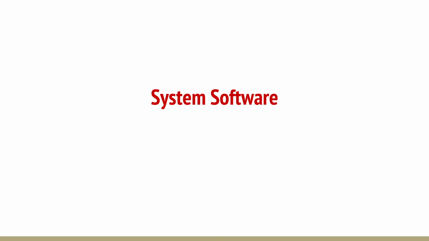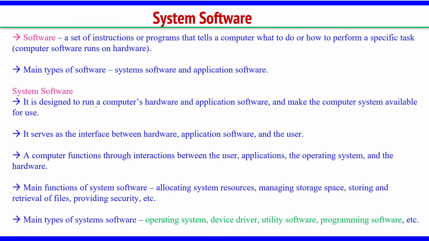Okay. Next, the next concept is system software. So, let us understand this system software, right. Basically, what is a software? A set of instructions or programs that tells a computer what to do or how to perform a specific task, right. Software is a set of instructions or a collection of programs that tells the computer what to do or how to perform a specific task, and computer software can run only on hardware.